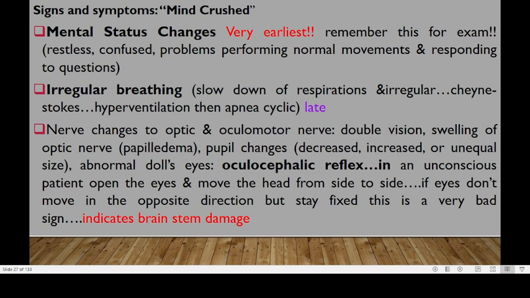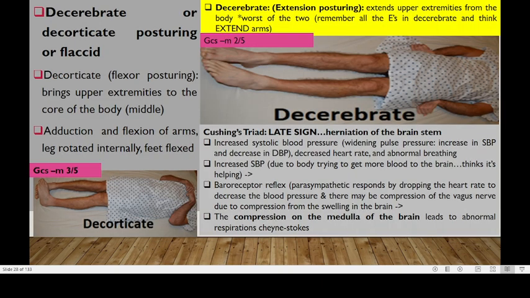Next are nerve changes to the optic and oculomotor nerves, where the patient will present with double vision and swelling of the optic nerve. They will experience papilledema and pupillary changes, that is, decreased, increased, or unequal size. Abnormal doll's eyes, where we have the oculocephalic reflex: in an unconscious patient, we open the eyes and move the head from side to side. If the eyes don't move in the opposite direction but stay fixed, this is a bad sign. It indicates brain stem damage.